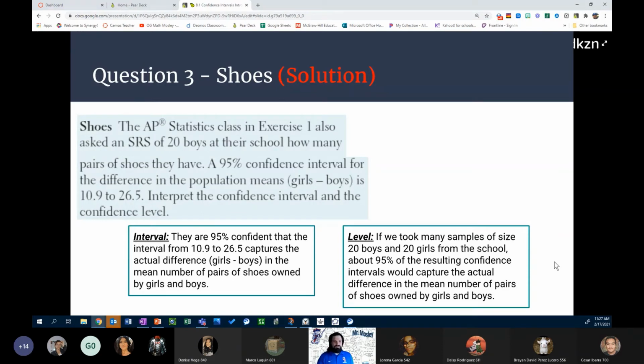Can I give you guys any extra clarification or explanation on this question? So then we're going to go to the next one.